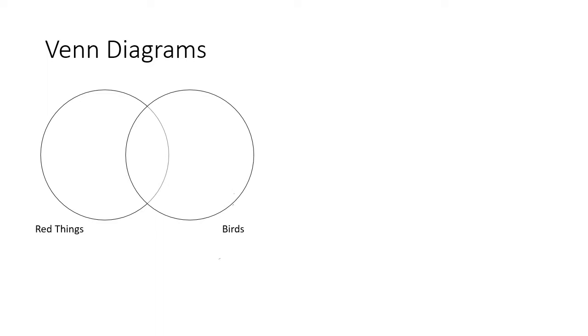So red birds are cardinals, scarlet tanagers, and then anything else that is a red bird, so summer tanager and so on and so forth. So that's in the middle, so you're both a red thing and a bird. And if you're outside of the overlap, well, then you're a member of one, but not a member of the other. So here would be a red thing on the left here that isn't a bird, like a stop sign.